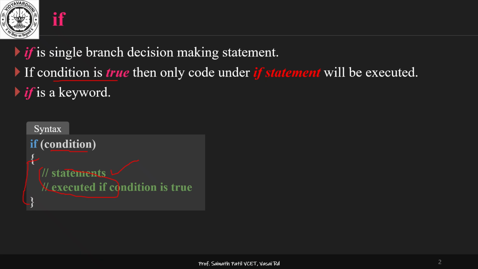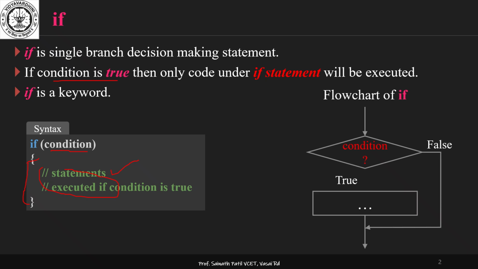Here in the flowchart, it can be given like this. In the if flowchart, if this condition is false, it will skip this code. Program flow will go like this. If the condition is true, then and only then program flow will go through this part of the code. That means this part of the code will get executed.